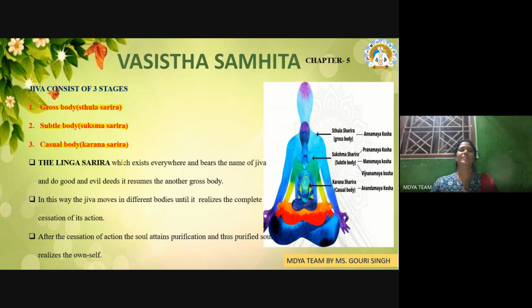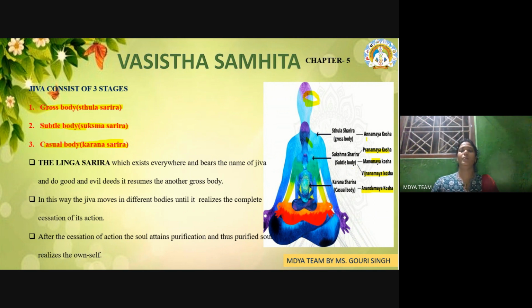What we see as the physical body is the gross body, the sthula sarira. The subtle body present inside, if we link it with the kosas, is the pranamaya, manamaya and vijnanamaya kosa. The causal body, the karana sarira, is the anandamaya kosa. But the kosas are not mentioned in Vasistha. He only said three bodies: gross, subtle and causal. So remember that three bodies are discussed here.